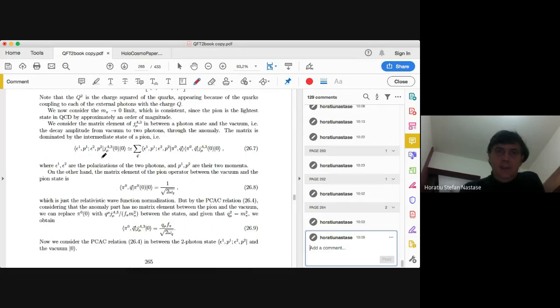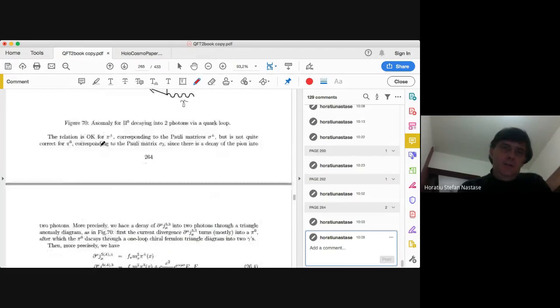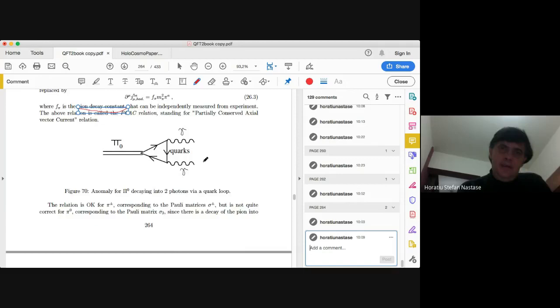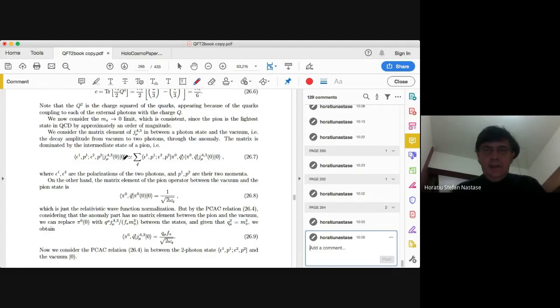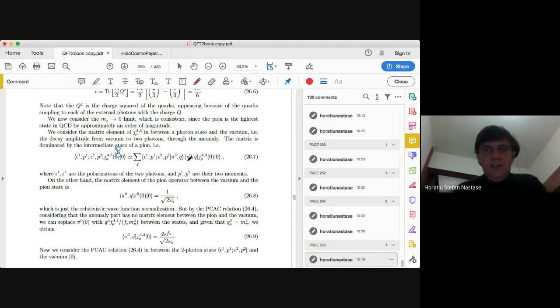Now we can consider the matrix element of this current, j^μ with a = 3, between a state with two photons and the vacuum. Now, in this matrix element, we can insert a complete set of QCD states, of quark states in the vacuum.